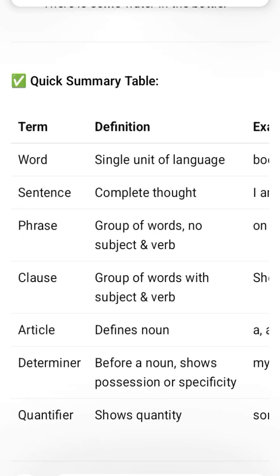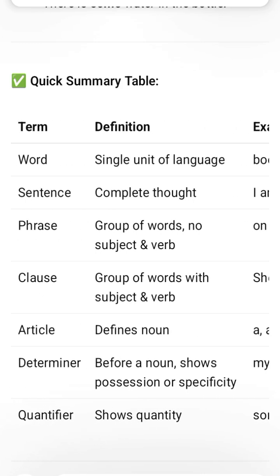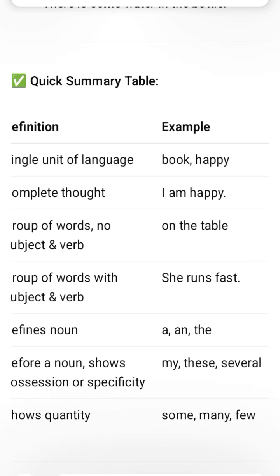Determiner: before a noun, shows possession or specificity: my, these, several. Quantifier: shows quantity: some, many, few.